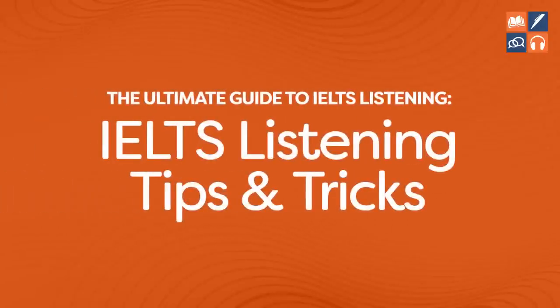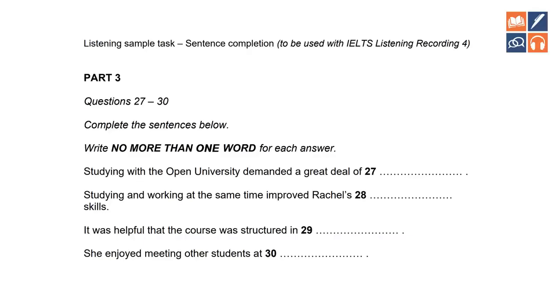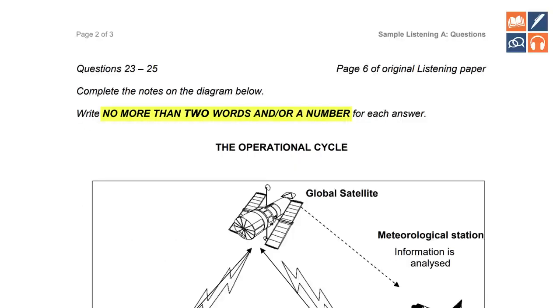Okay, so now we know the format of the test. Let's think about the different tips and tricks that you can use on test day to improve your IELTS listening score. Tip number 1 for the IELTS listening test is read the instructions carefully, especially when it comes to word count. When you look at the questions, it might say something like write only one word or write no more than 2 words and or a number. Often students get very confused about this, so let's show you exactly what this means.